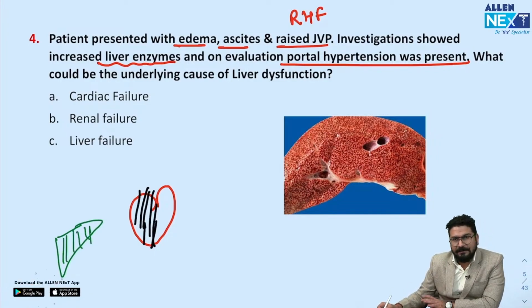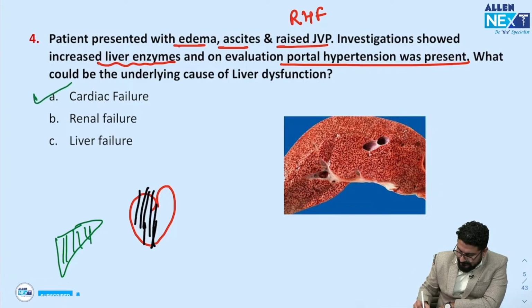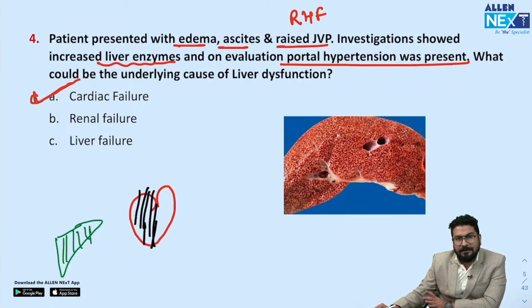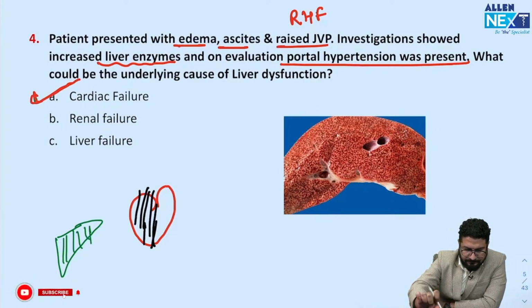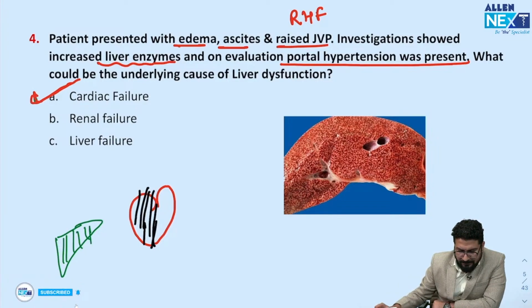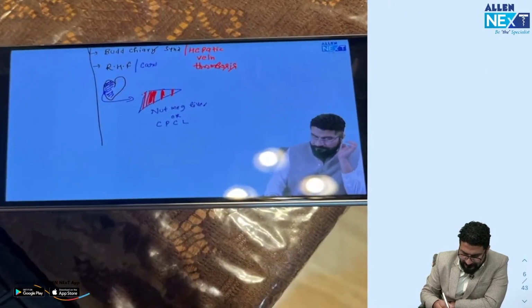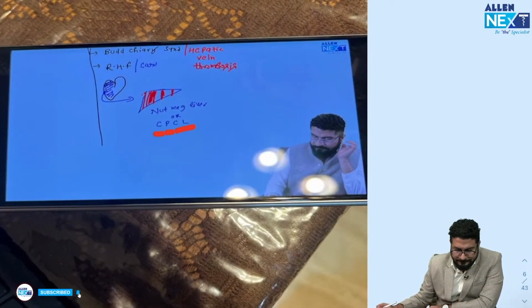We call this chronic passive congestion of the liver, or cardiac cirrhosis, or nutmeg liver. It can occur due to cardiac failure. So it's a case of cardiac failure, a liver cirrhosis in a patient that is because of right heart failure. Am I clear? बताओ समझ आया नहीं आया? So see, this is a nutmeg liver. We have discussed the same thing. We call this chronic passive congestion of the liver, that is right heart failure leading to cirrhosis.